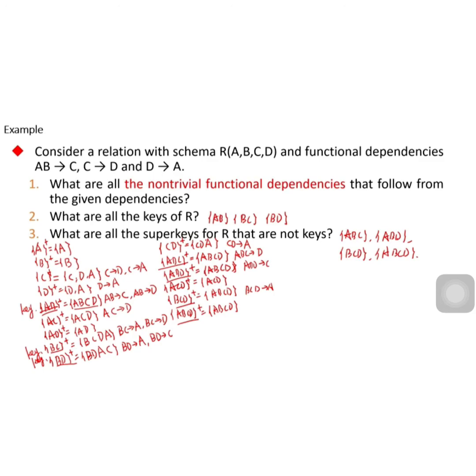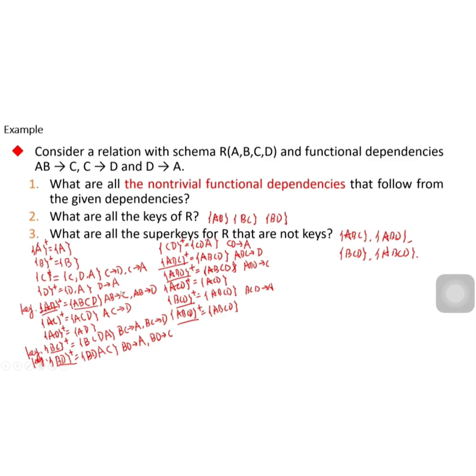From these questions, we know if we want to find keys, we can compute the closure of all possible combinations of these attributes, so that we can find the attributes whose closure is the set of all attributes. Then it must be a super key, and if it's minimal, then it is the key.